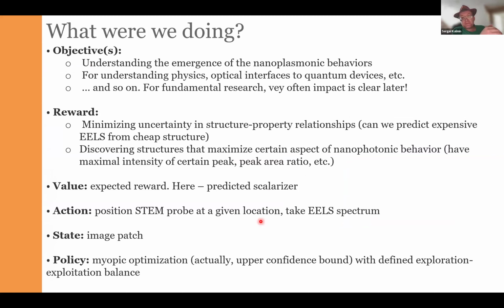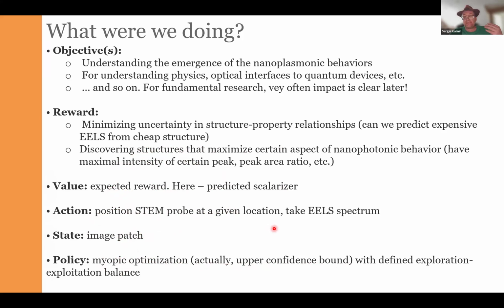So again, a useful exercise is always to think in terms of objectives, rewards, value, action, state, and so on. So what's our objective? We want to understand physics or build optical interface to quantum device and so on. So for fundamental research, impact is very often clear much later. What's our reward? Our reward is minimizing uncertainty in structure property relationship or defining something that, for example, maximizes the intensity of the peak. What is the value? Value is expected reward. It's our scalarizer. What's our action? Position probe at given location. What's the state? Image patch corresponding to this action. What's our policy? It's myopic optimization or upper confidence bound.